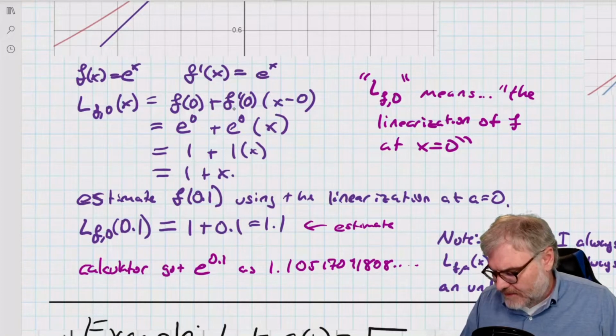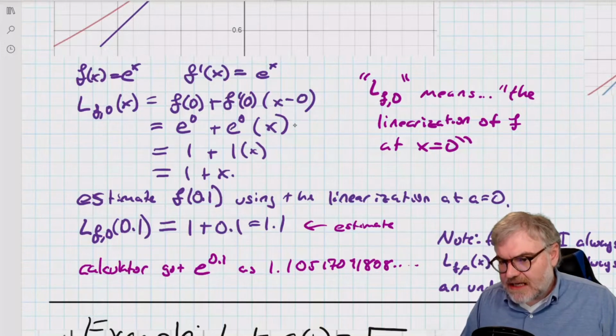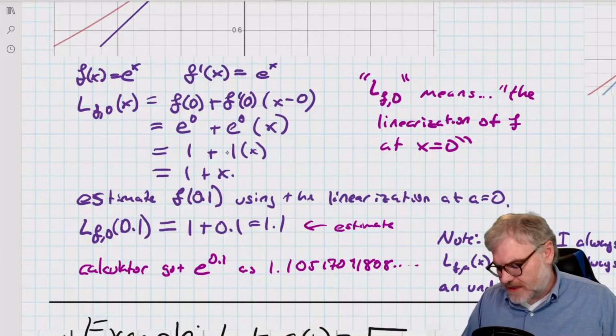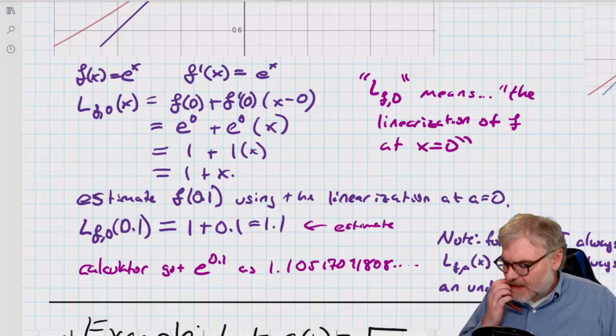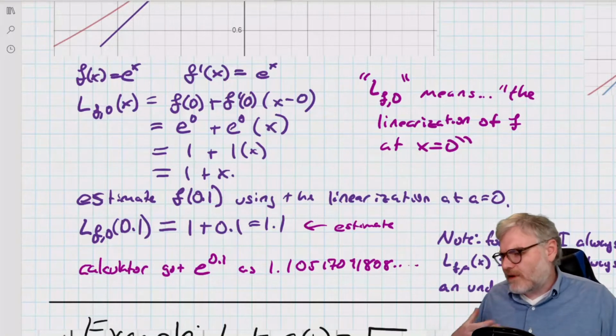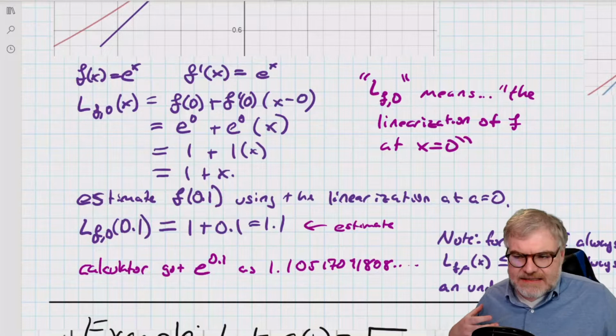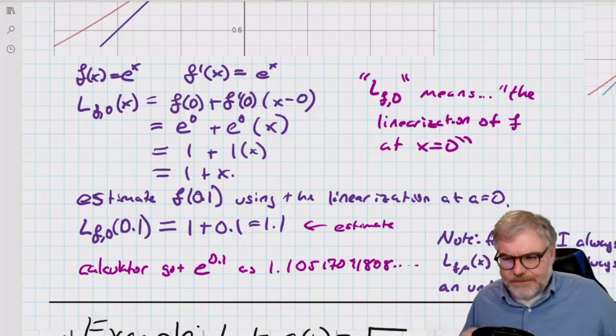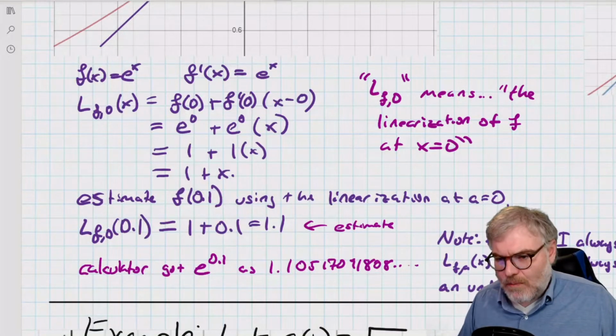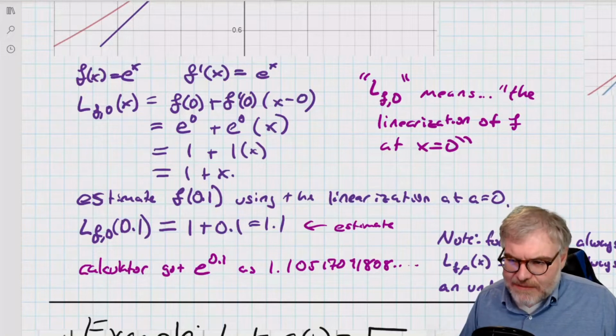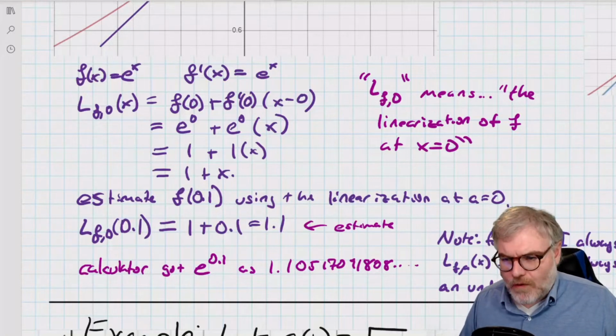So f prime of 0 times x minus 0. So this is going to be e to the 0 plus e to the 0 times x. Now that's going to give me 1 plus 1 times x, which gives me 1 plus x. So the line 1 plus x is our estimator. So if I throw in 0.1 into my estimator, I get 1.1.